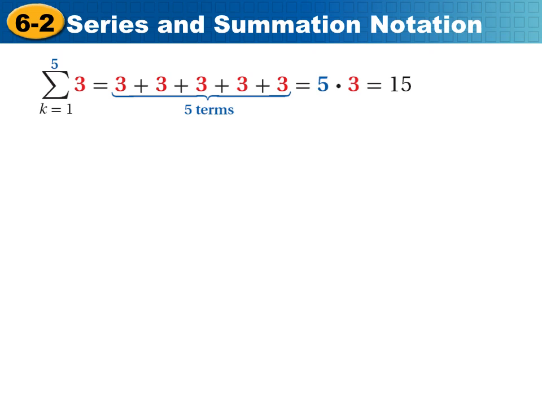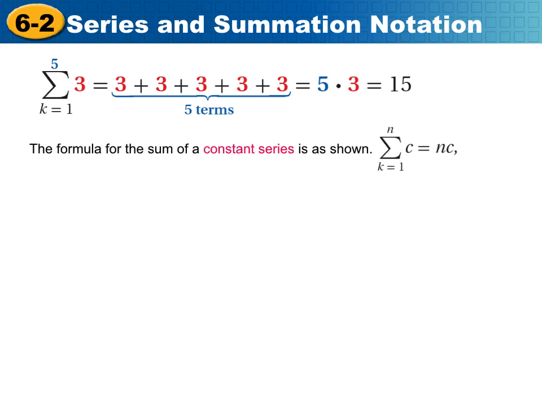So the easy way here is the formula. The formula is given as the constant number multiplied by the number of terms in the sequence. So C multiplied by N. N is the number of terms in the sequence, so N times C for constant series.